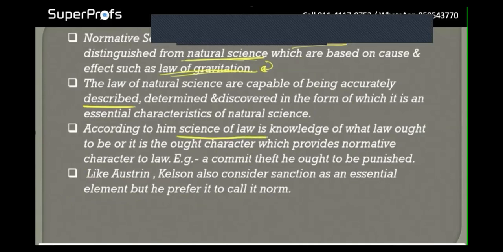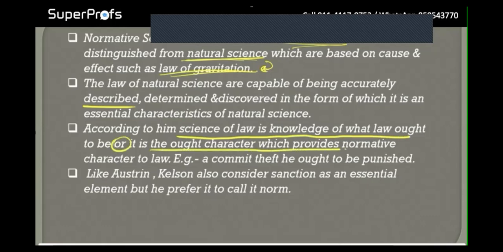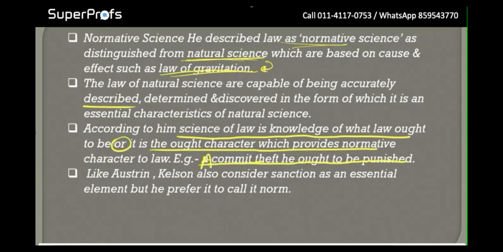According to him, the science of law is knowledge of what law ought to be, it has an 'ought' character, and provides a normative character. Example, if A commits theft he ought to be punished. So if Mr. A commits theft, he has to be punished. That is the science of law, which is what ought to be. Like Austin, Kelsen also considers sanction as an essential element, but he prefers to call it a norm. So what he is telling here, basically, is that if somebody has done a mistake, he should be caught. So that is what is called normative science.